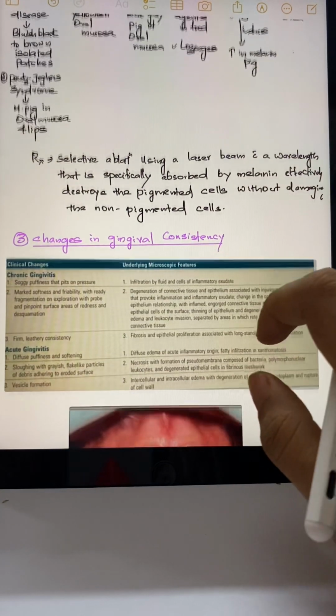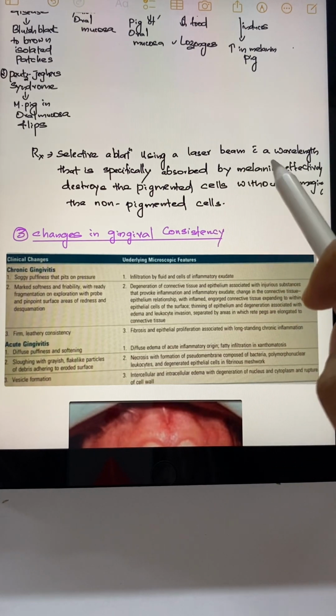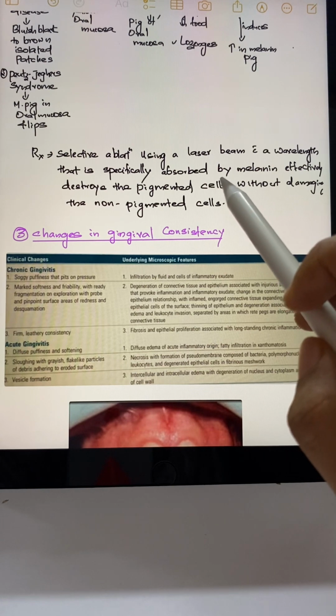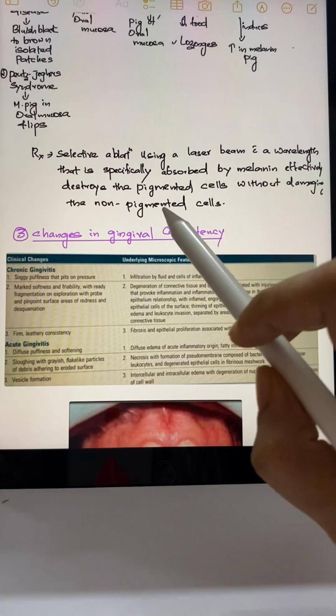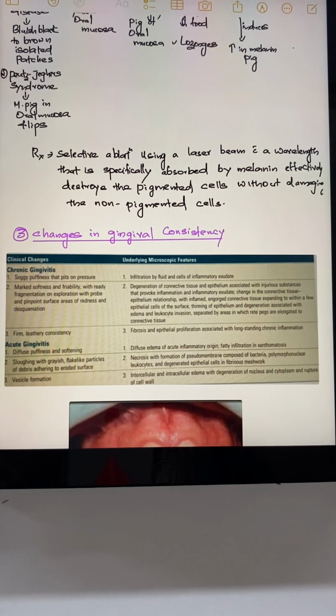And the treatment is definitely laser treatment. So selective ablation using a laser beam with a wavelength that is specifically absorbed by melanin effectively destroys the pigmented cells, but that should not damage the non-pigmented cells.